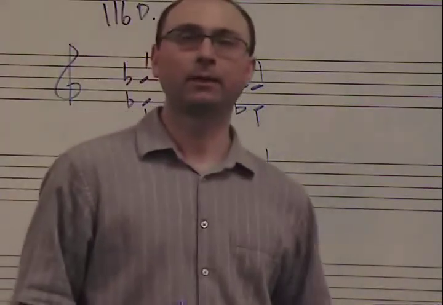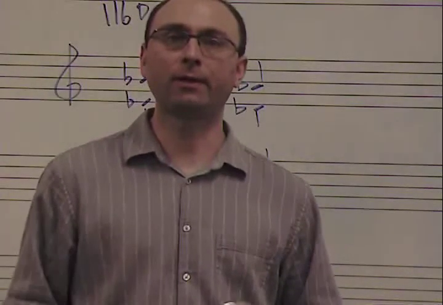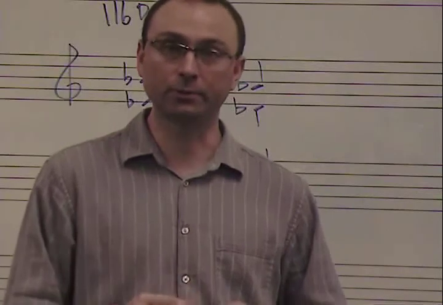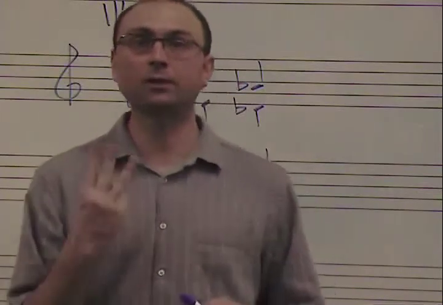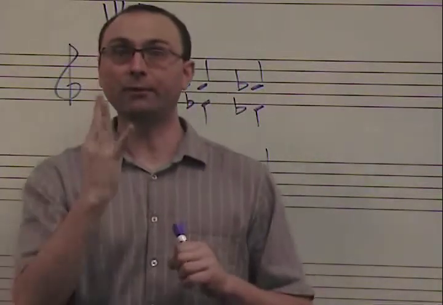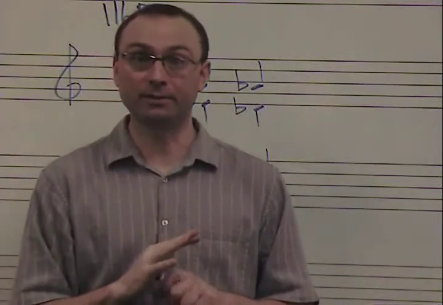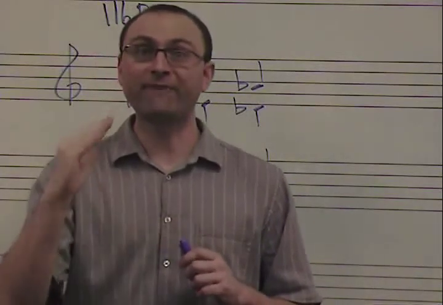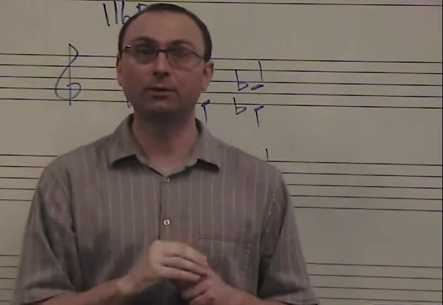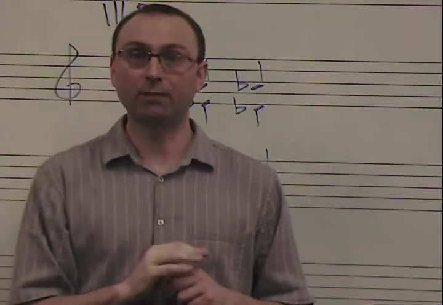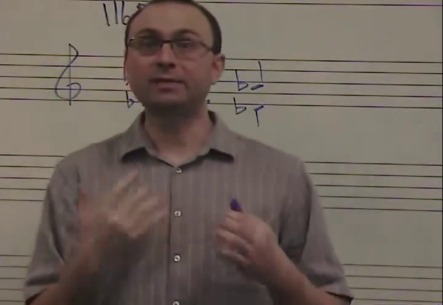So the steps are: number 1, spell the chord. Number 2, determine its root. Number 3, determine the key. Number 4, spell the dominant 7th chord. Number 5, keep 3 common tones, move the other voice down by step.